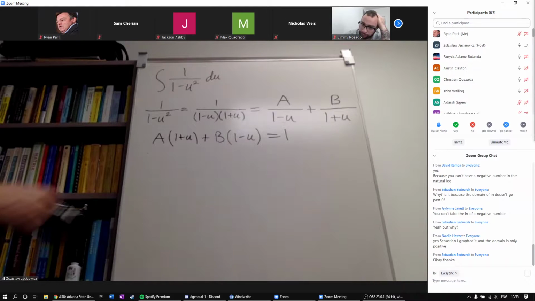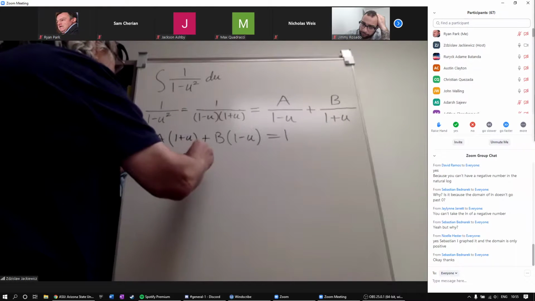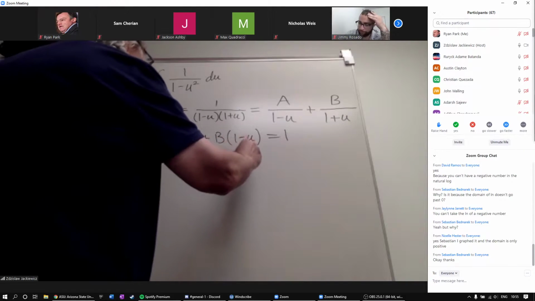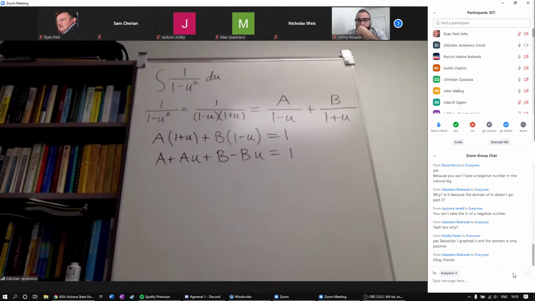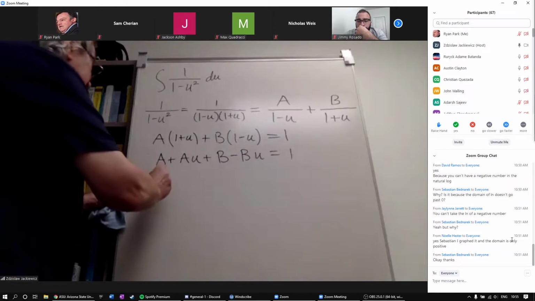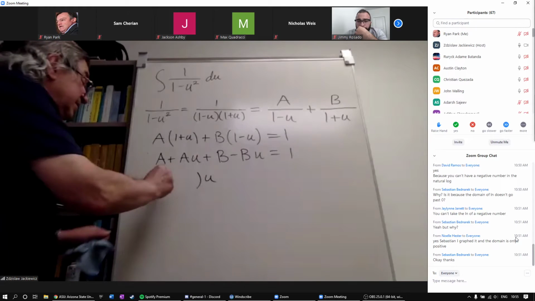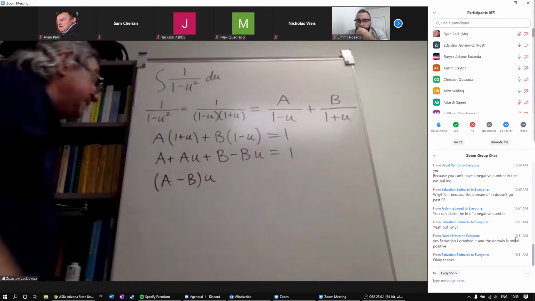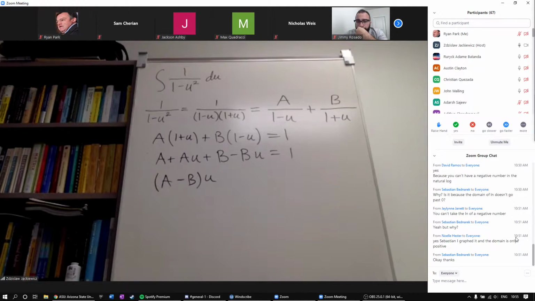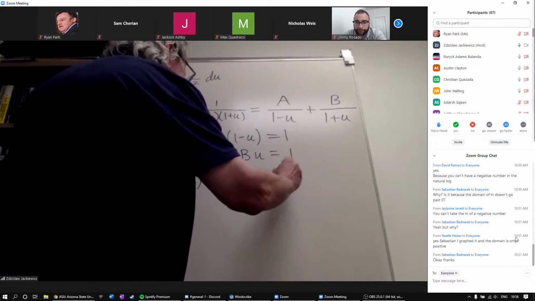So now, if you multiply, you get a plus a u plus b minus b u is equal to 1. So let's write things like this. Let's collect terms in front of u. You have a and minus b. So (a minus b) u. And what's left? Plus a plus b. And that's equal to 1.